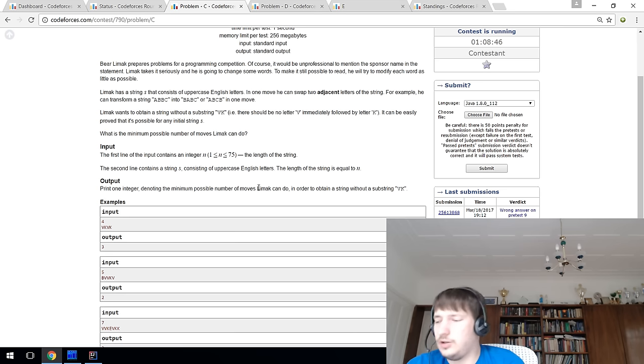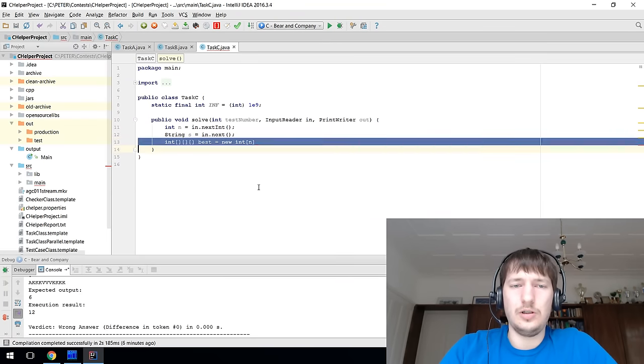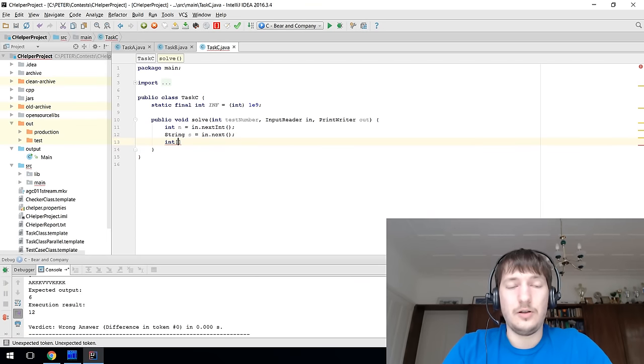Okay, so the state would be how many V's, how many K's, and how many other letters we used. And we cannot put a K, yeah. That should work. Okay, that should be relatively easy.